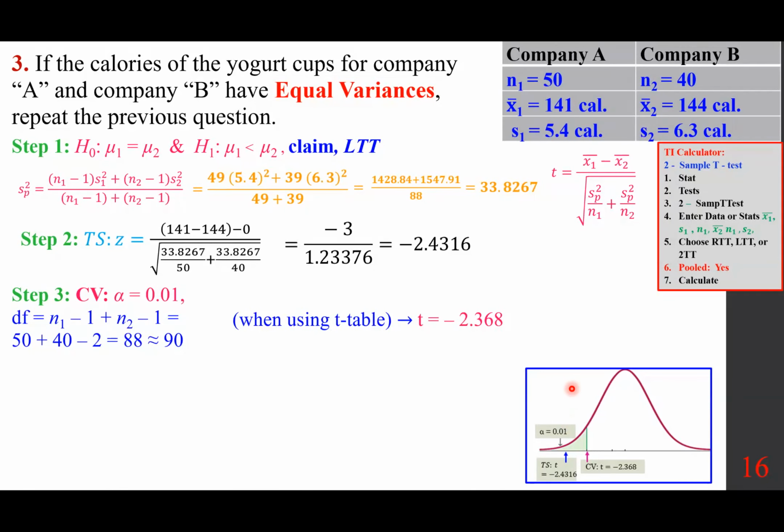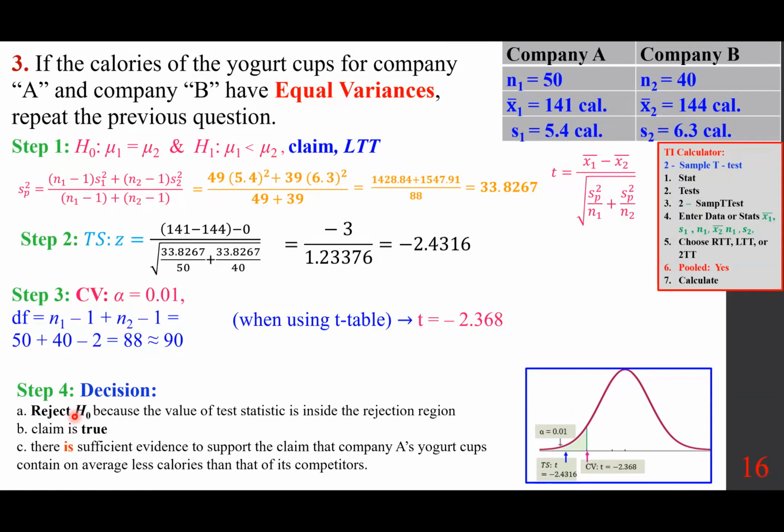When you reject H0, loosely put, you accept H1, and the claim becomes true. We write reject H0 because the value of the test statistic is inside the rejection region. The claim is true. There is sufficient evidence to support the claim that company A's yogurt cups contain on average fewer calories than those of its competitor, company B.